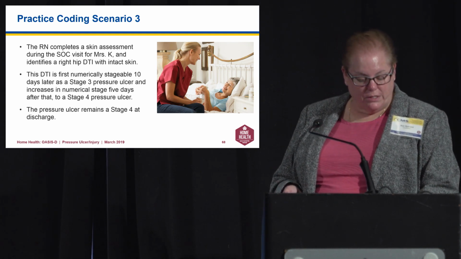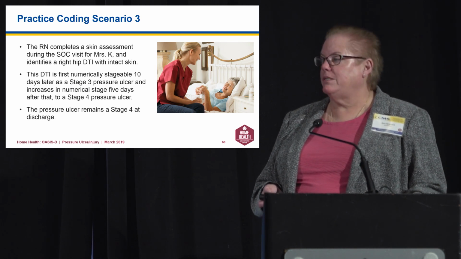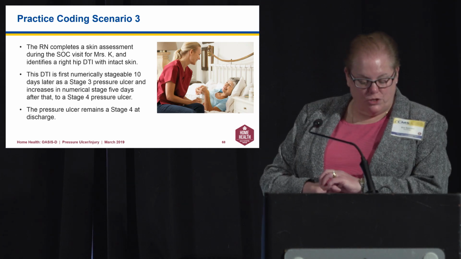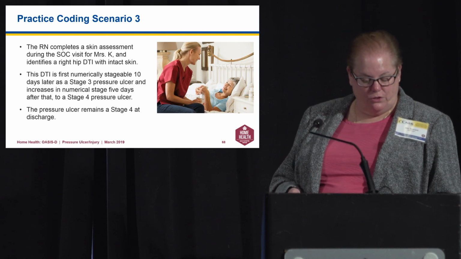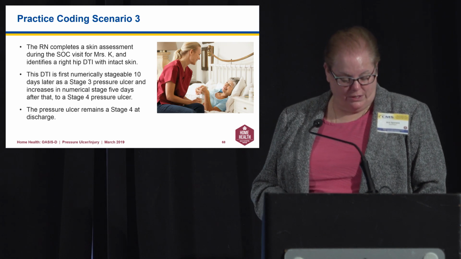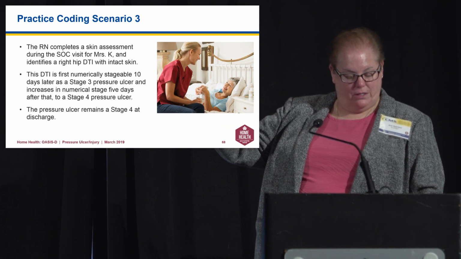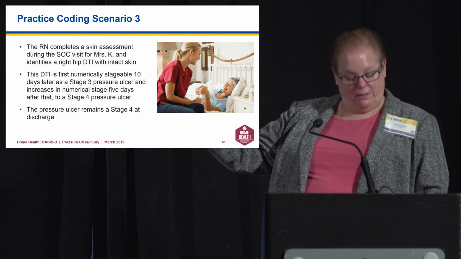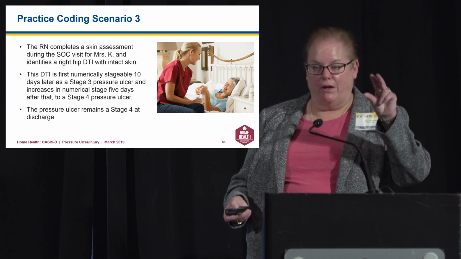So the RN completes a skin assessment during the SOC visit for Mrs. K and identifies a right hip DTI with intact skin. This DTI is first numerically stageable 10 days later as a stage 3 pressure ulcer and increases in numerical stage 5 days after that to a stage 4. The pressure ulcer remains at a stage 4 at discharge. So DTI on the first assessment, day 10, it's a stage 3. Day 14, it's a stage 4. And on discharge, it's a stage 4. So that's the scenario that we have.